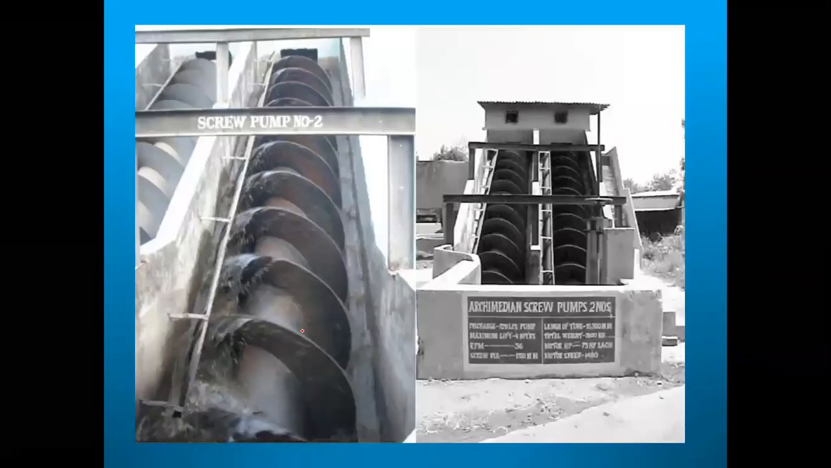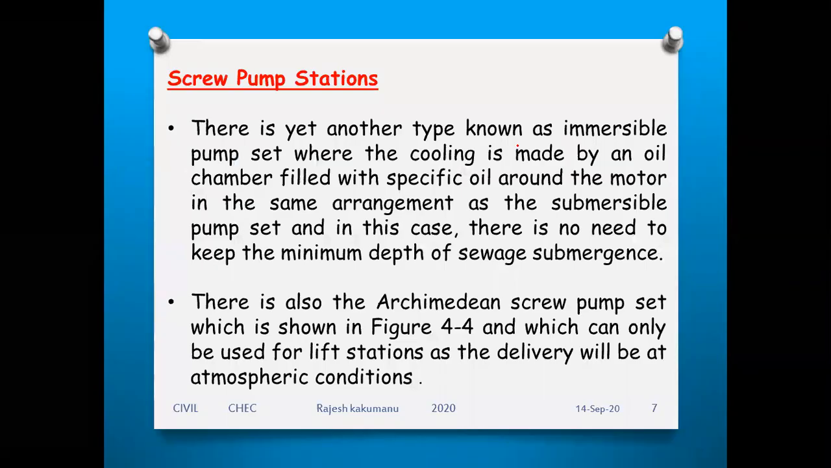here the water is lifted. See, the water is moving when the screw is rotating in clockwise or anticlockwise direction. It is lifted up here at this place. These are operated in this operating room through big motors. So inside this wet pit, the water is lifted up through this Archimedean screw pump setup. So this is the other type of screw pump station.